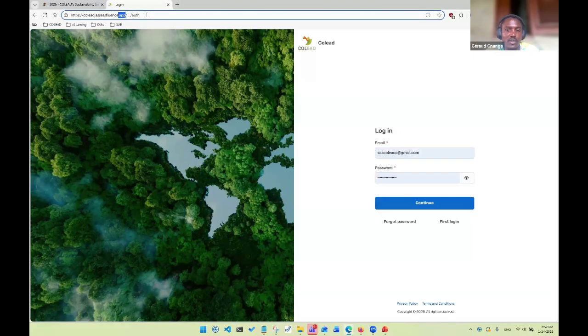The second piece of information that I want to share with you quickly is that on this platform it is now mandatory to enable MFA authentication.